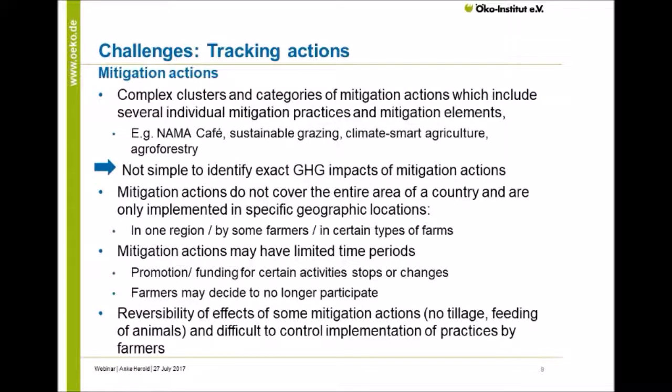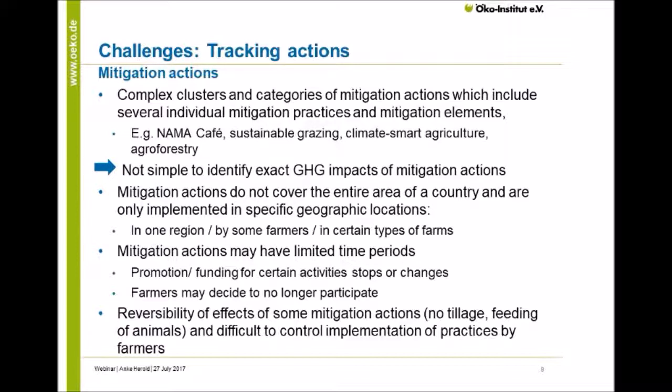When you look at the challenge, we have other challenges that arise from the mitigation actions in the agriculture sector. Often countries, when you look, for example, into the NDCs that parties have submitted under the Paris Agreement, have rather complex clusters and categories of mitigation actions, which include several individual mitigation practices or mitigation elements. For example, in Costa Rica, we have seen that there is a NAMA Café in the coffee sector that includes activities in relation to fertilization, but also in relation to agroforestry systems.